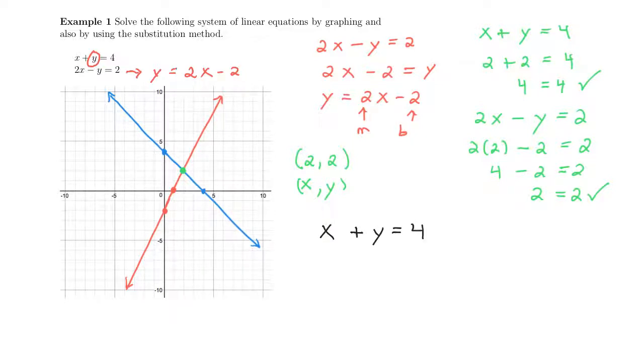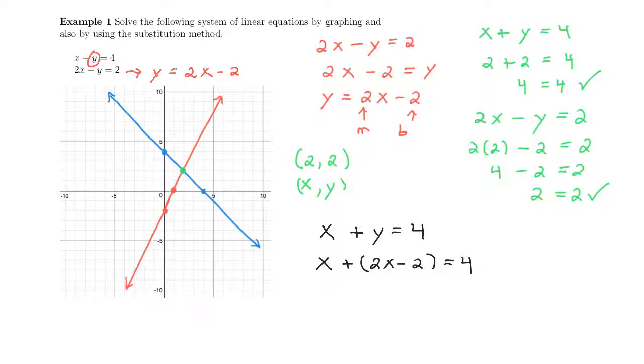So I have my first equation, which is x plus y is equal to 4. For my second equation, I know that y is equal to 2x minus 2. I'm going to substitute that in place of y. So x plus 2x minus 2 is equal to 4. What this does is give us one equation with one variable which we can solve for.